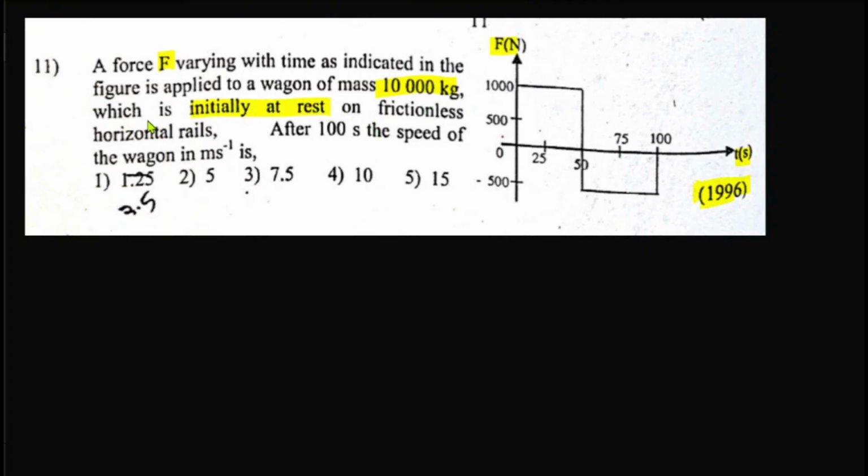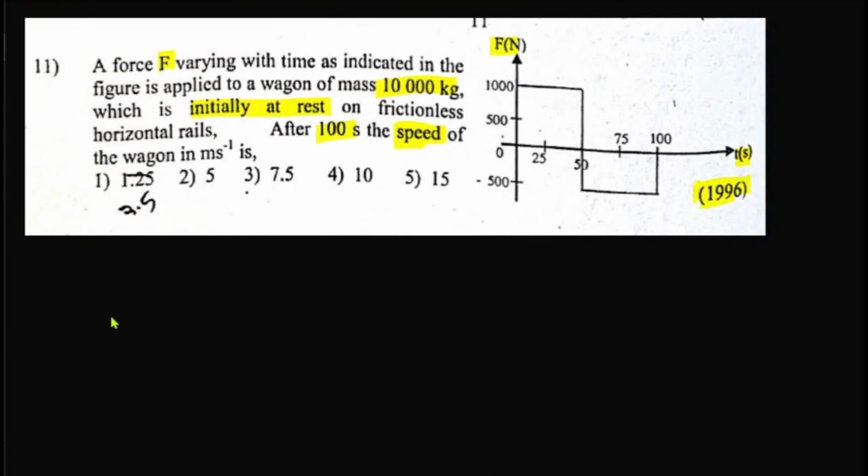This is very important, right? So the wagon is initially at rest. To that wagon, they have applied a force which varies as in this graph, on a frictionless horizontal rail. After 100 seconds, we need to find the speed of the wagon, right?